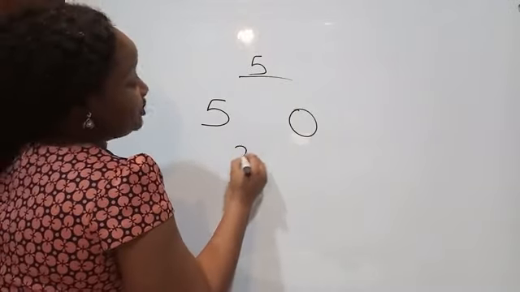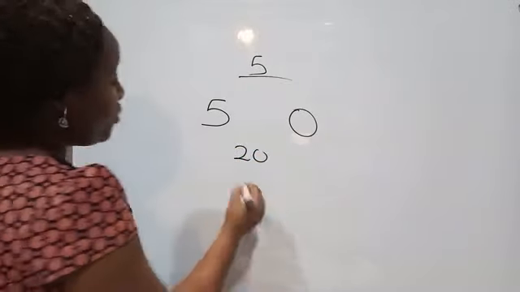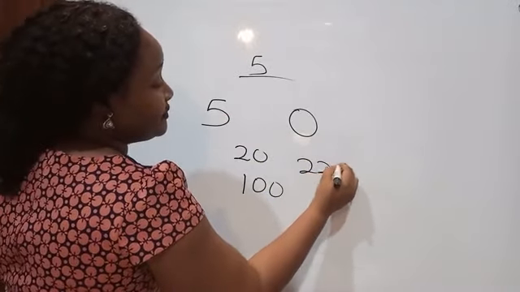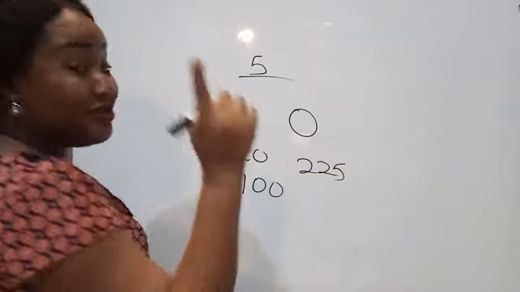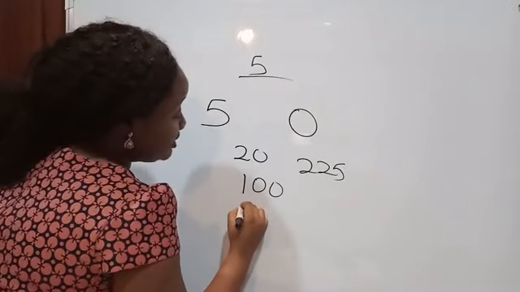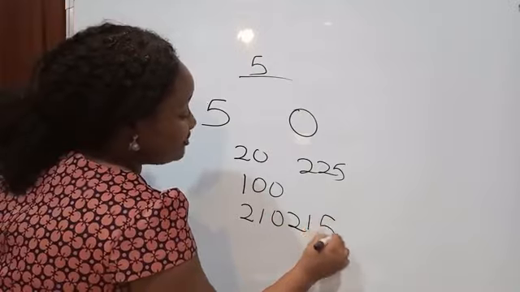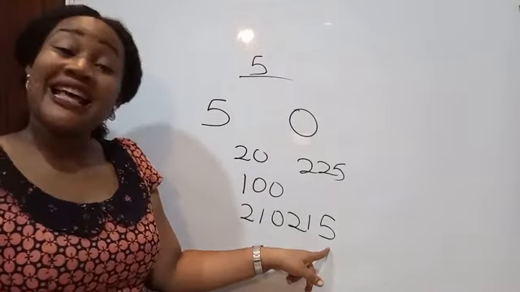So if you have, let's say, we know 20 is divisible by 5, we know 100, we know 225. Let's say we even have a 6-digit number, let's say 210215. 5 is the last digit.